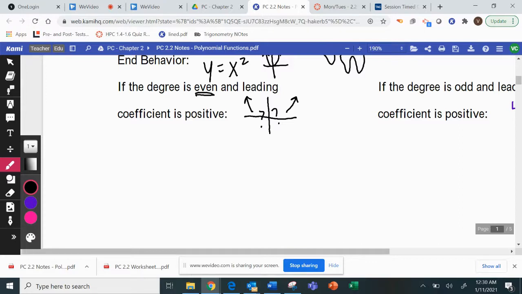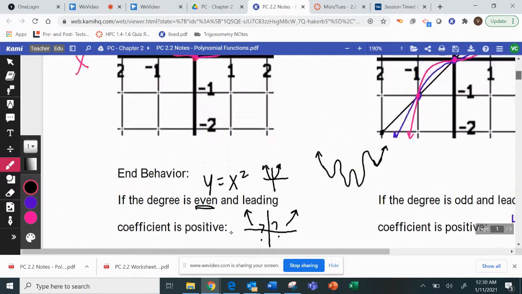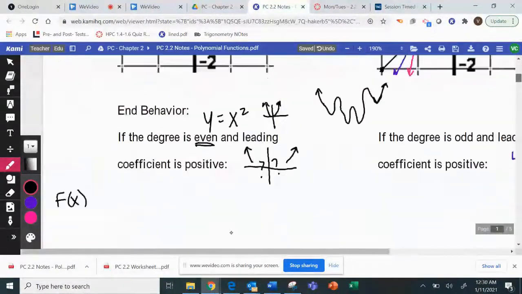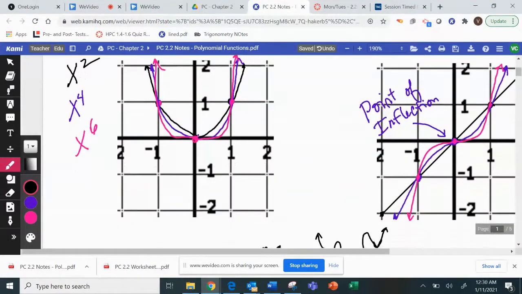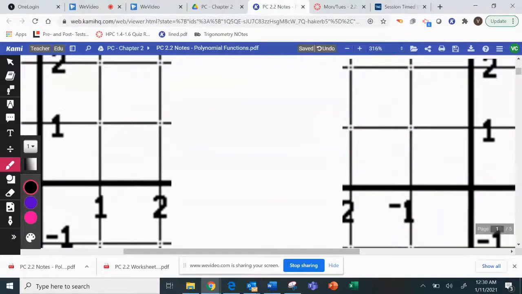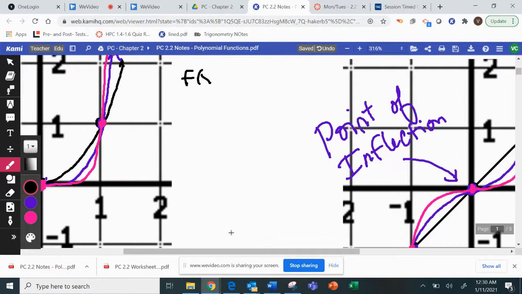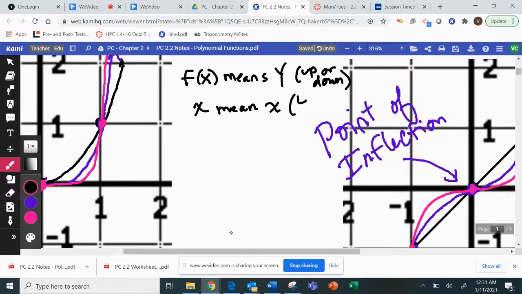First thing we're going to talk about is f of x. Maybe I should make like a little key up here. Let me do it right in here. If I'm talking about f of x, that means the y. That means the up or down. If I'm talking about x, well, that means x, which is the left or right.